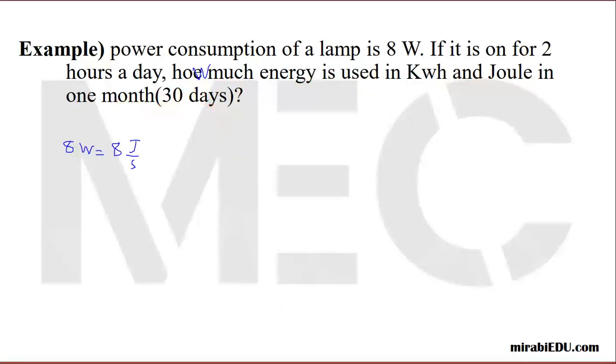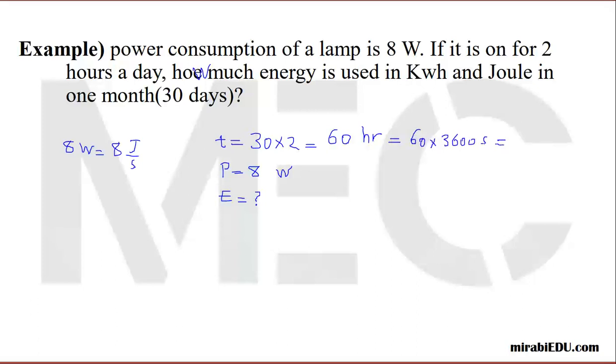So what is the time? The time is 30 days of 2 hours, which is 60 hours. The power is given, which is 8 watts. So the energy consumption, or E, is asked. If I want to use standard units, I need to turn this hour into seconds.